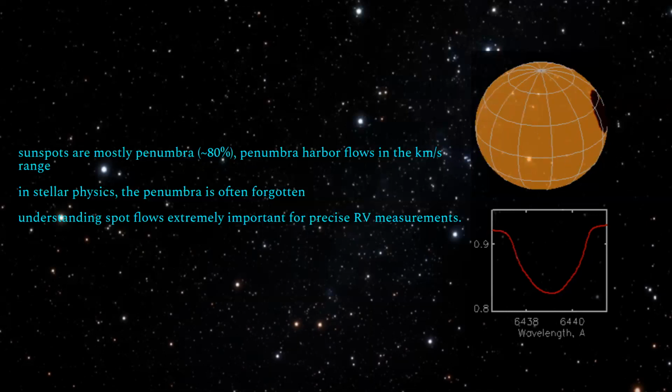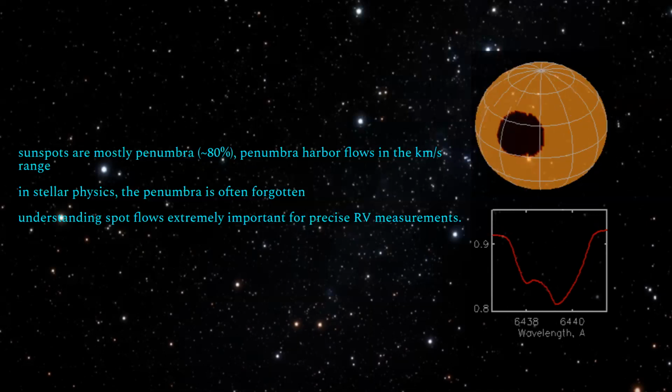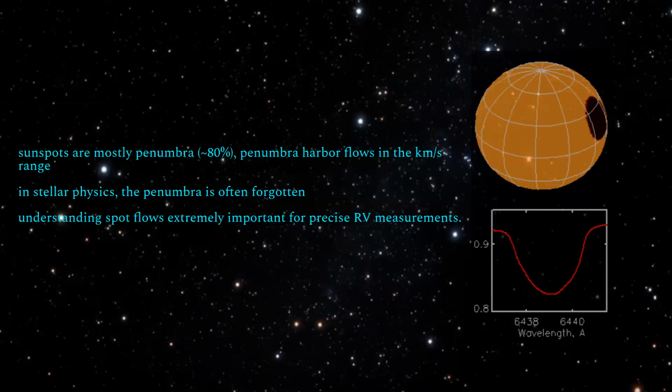But we must remember that sunspots are mostly penumbra, and the penumbra harbors flows in the kilometer per second range. And it's often the case that in stellar physics, the penumbra is forgotten. So if you look at the GIF again here, often when people think of a spot, they think of this uniform dark patch that is moving across a stellar surface. And I think it's time to emphasize now that that is not a spot. A spot is mostly the penumbra. And it is the penumbral properties that actually contribute more to the properties of a spot than an umbra, simply because the area of the penumbra is much larger.